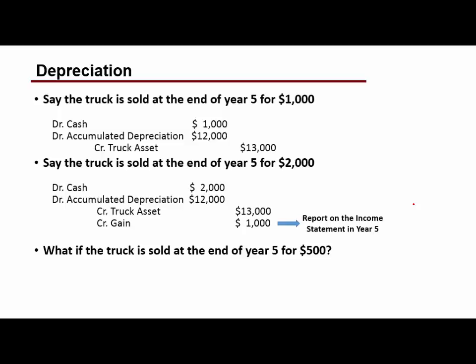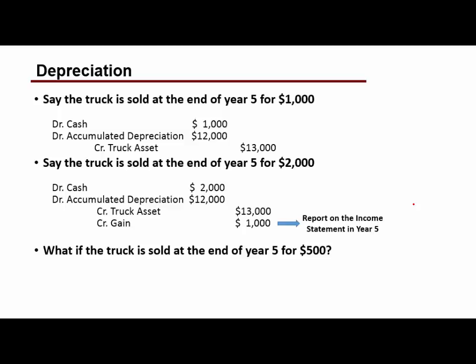We credit that as a gain and report it on the income statement in year 5. It's sort of a catch-up, isn't it? And that, hey, we were taking a little bit too much depreciation all that time, and so now we're showing you a gain of $1,000 that catches us up. Is that gain operating or non-operating?